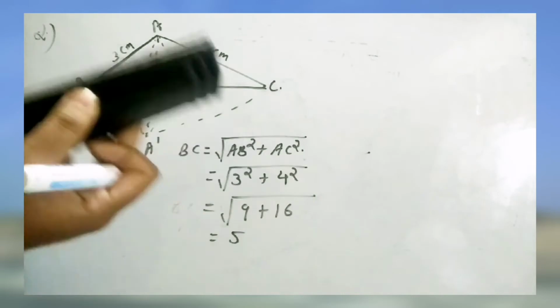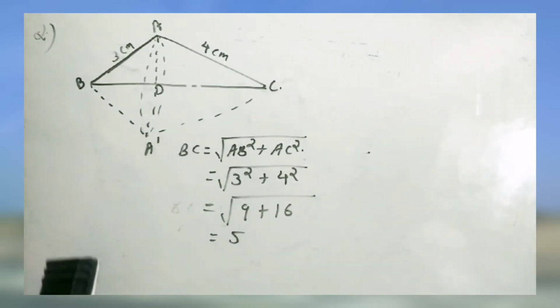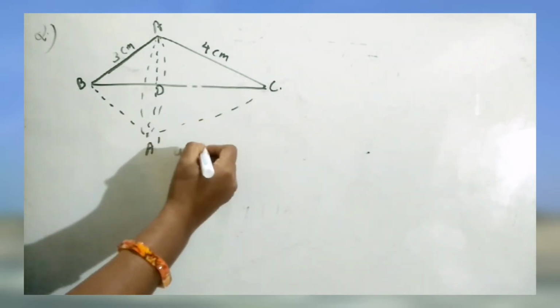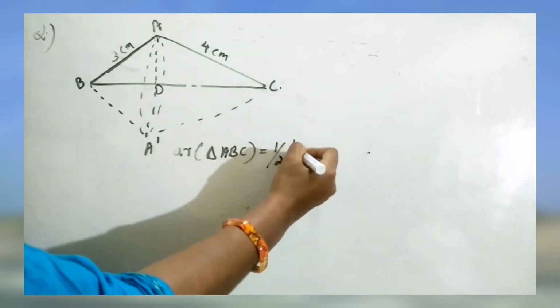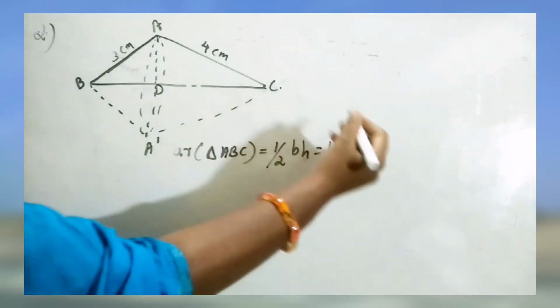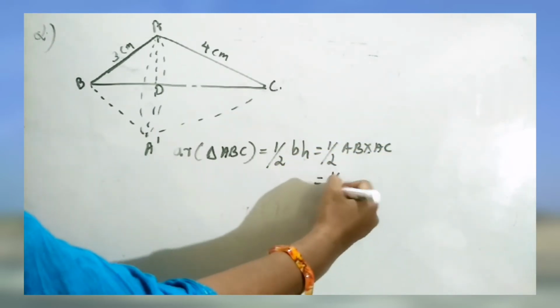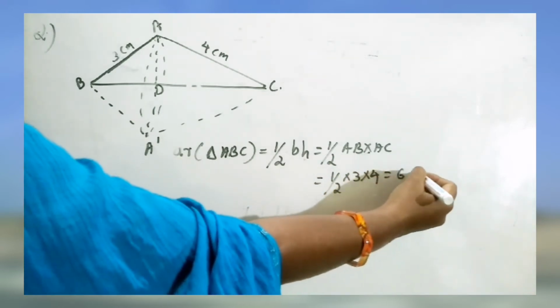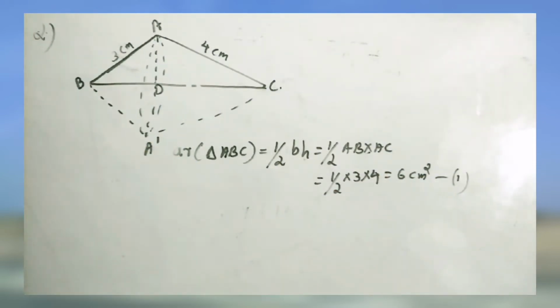Next step I am going to find out the length of AD. That we can't find directly. So I am going to take the area of triangle ABC. Since it is a right triangle, by the half base into height formula, it is half into AB into AC. That is half into 3 into 4, which is equal to 6 centimeter square. Put it as equation number 1. So 6 centimeter square we will get.